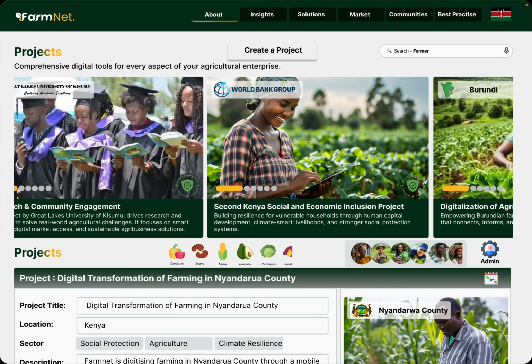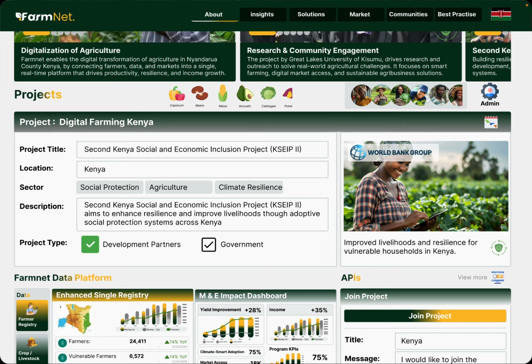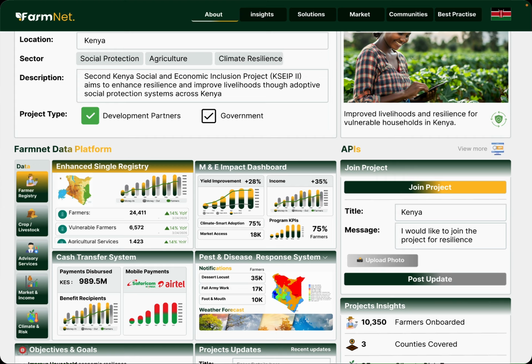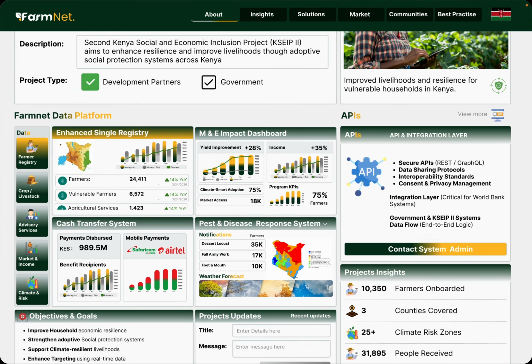Now, what can we present the World Bank? Clicking onto World Bank there takes us to an example of what we can do for World Bank in terms of digital farming, supporting World Bank projects, and giving World Bank APIs to access data. APIs we are talking about here, and integration layer is secure APIs, data sharing protocols, interoperability standards, consent and privacy management, integration layer, government and KSEIP2 systems, data flow, end-to-end logistics.